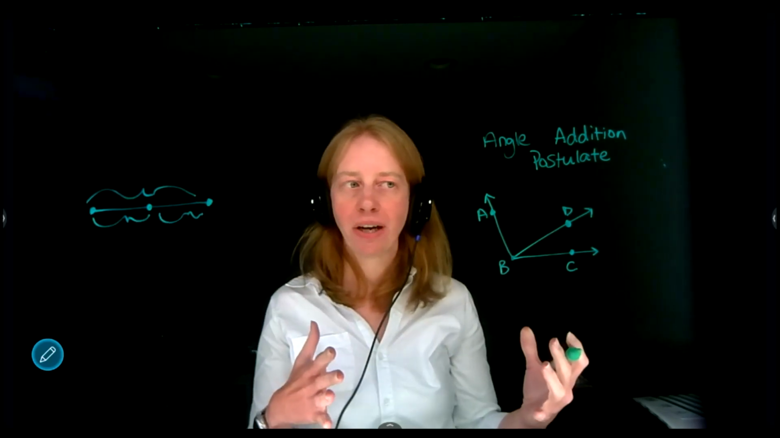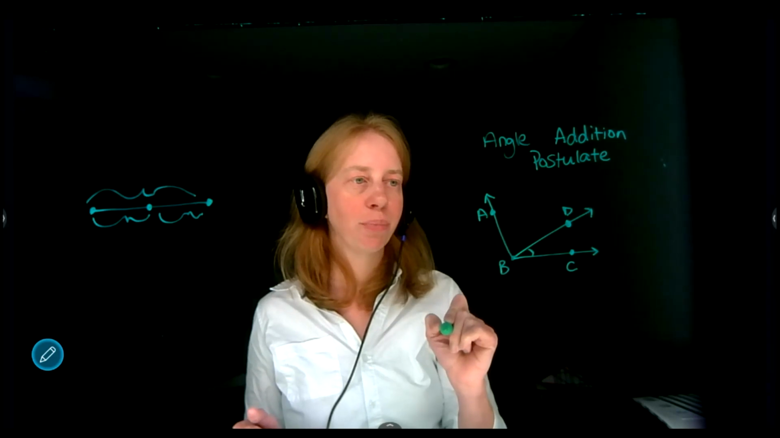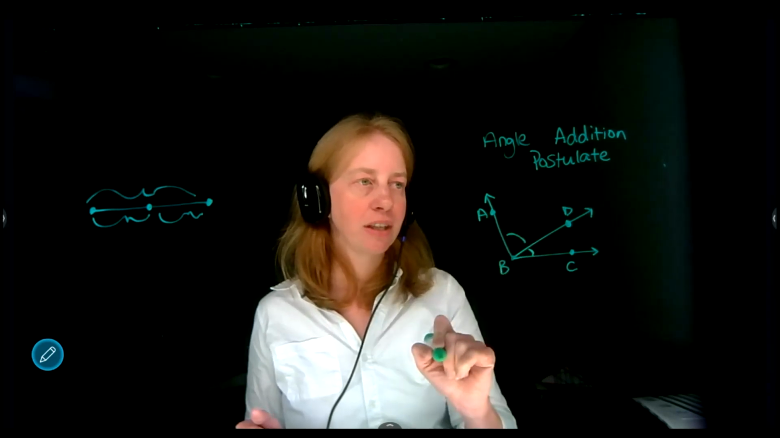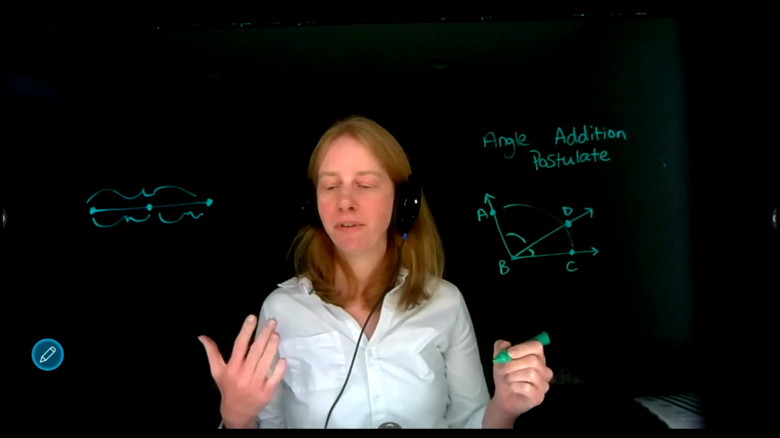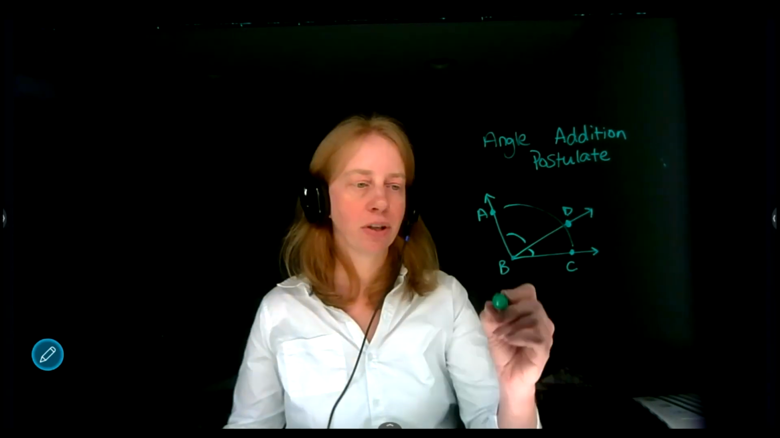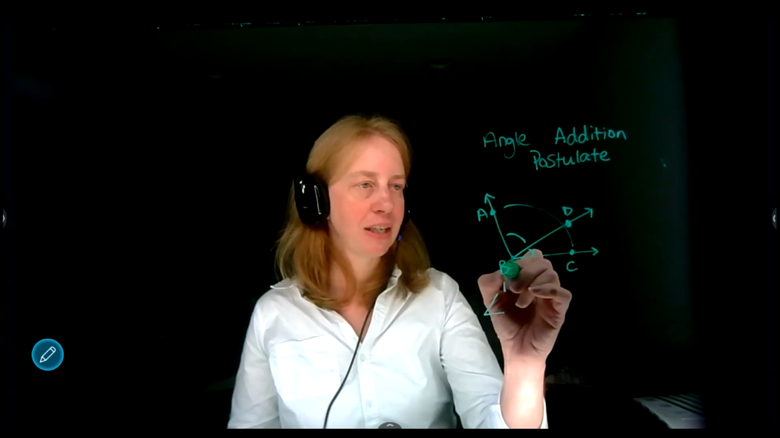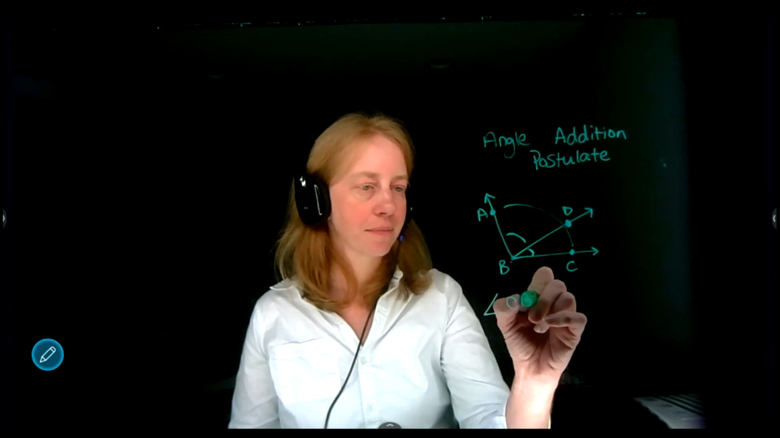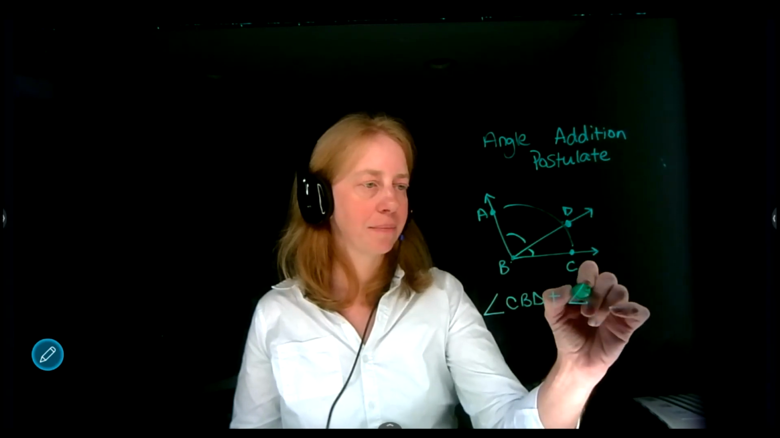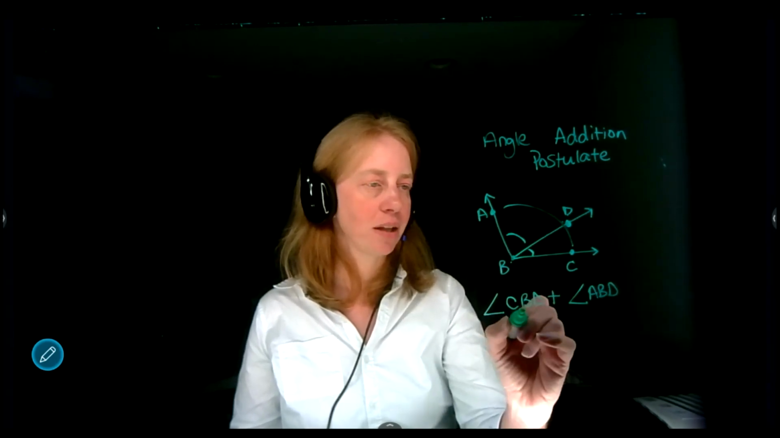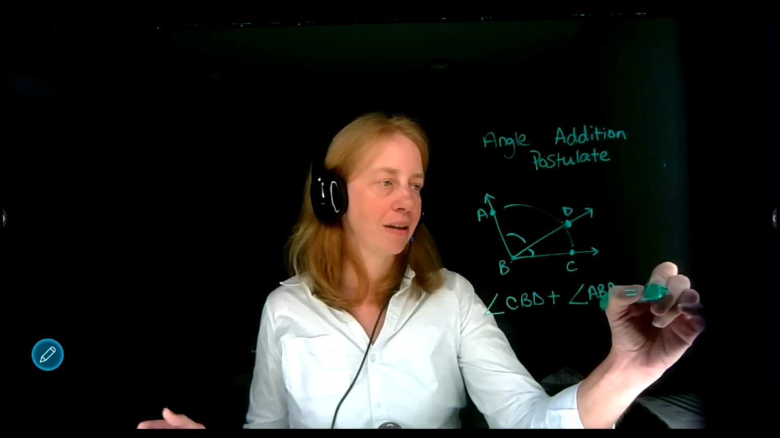Now the angle addition postulate is going to be very, very similar. It's going to be this angle plus this angle equals the whole angle. And the way we write that is with those very specific ways that we write angles that we've learned. So we're going to say angle CBD plus angle ABD. So that's the smallest one plus the bigger one equals the whole thing, angle ABC.